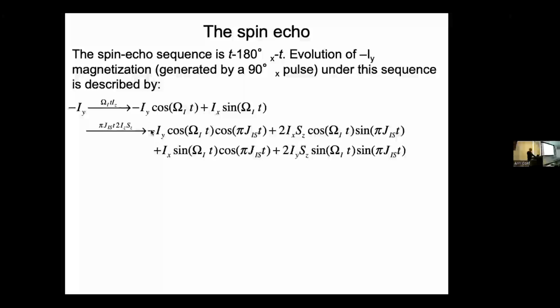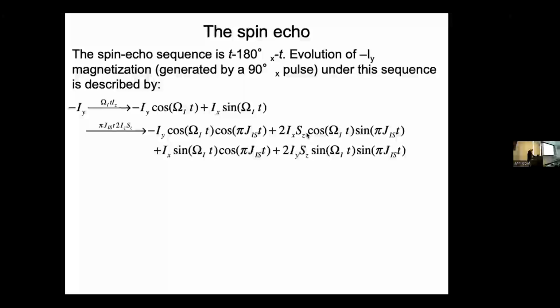Here we have minus Iy. A 180-degree pulse is going to turn that into plus Iy. My thumb is on X, fingers on minus Y, and a rotation by 180 brings me to plus Y. What happens to Ix? Nothing happens to Ix. Ix commutes with Ix.